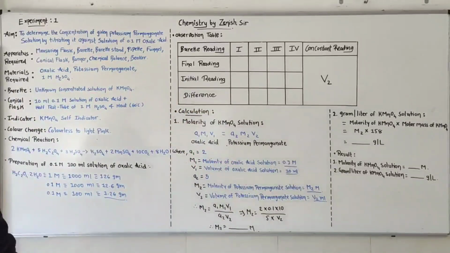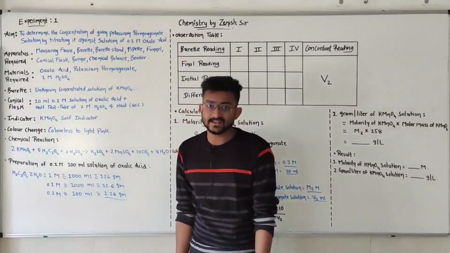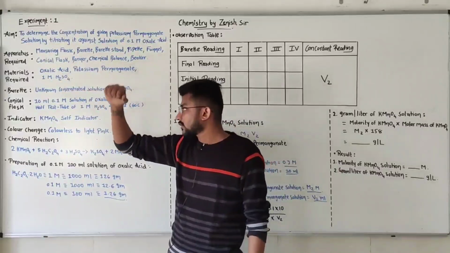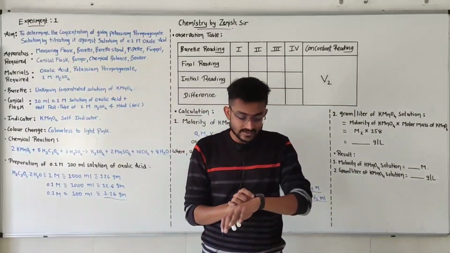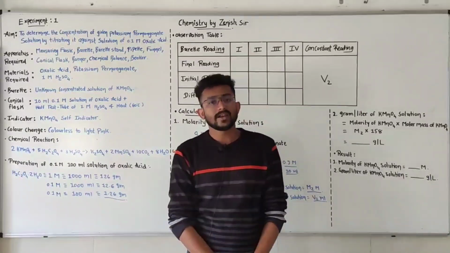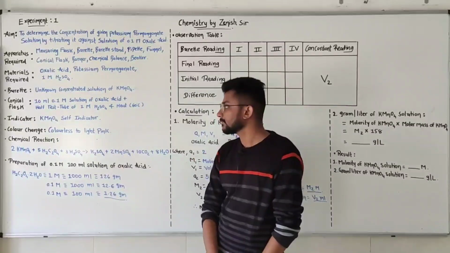After that, which type of materials are required? Obviously, we will need oxalic acid, potassium permanganate and 1 molar concentrated sulfuric acid, because this is your redox titration, and for the redox titration we will need acidic medium.